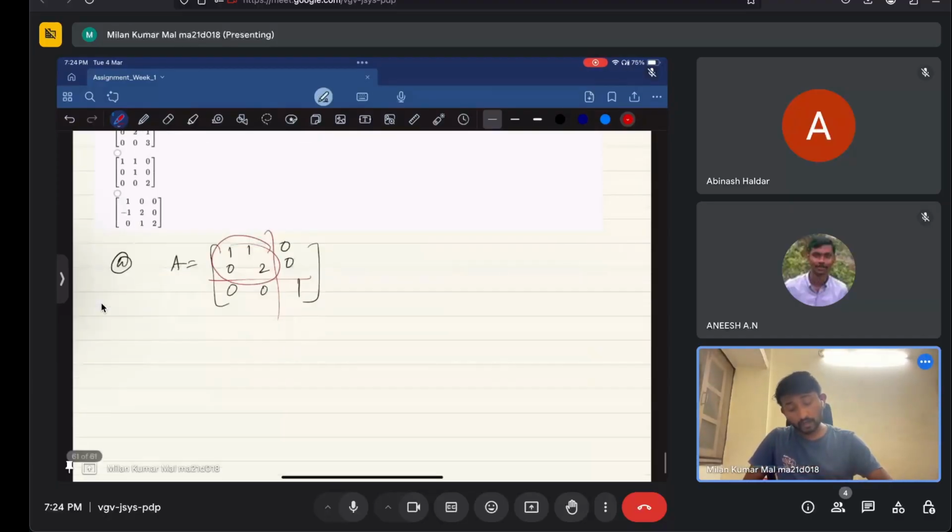Recall that a matrix is diagonalizable. Why I am saying this? A matrix A is diagonalizable.